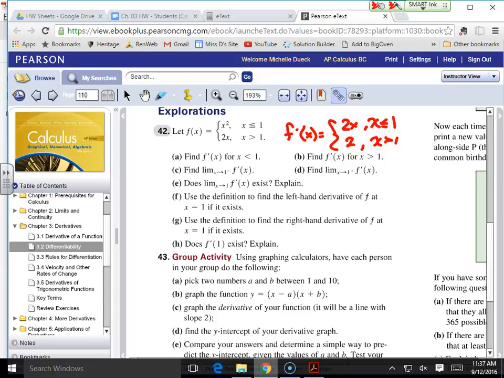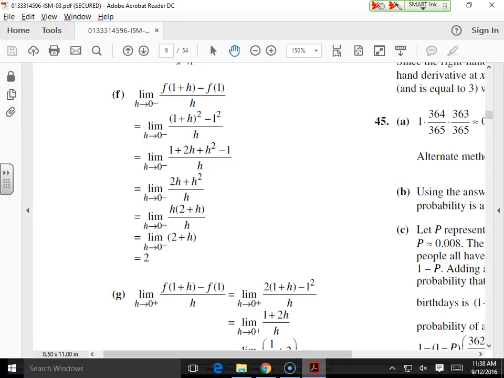Find the right-hand derivative to find the left-hand derivative. Does f prime of 1 exist? Explain. You have 2h plus 2. 2h plus 2 minus 2. So you have 2h. Okay, I misunderstood the right. Oh, duh. Okay. Sorry, it took me a second to orient myself.